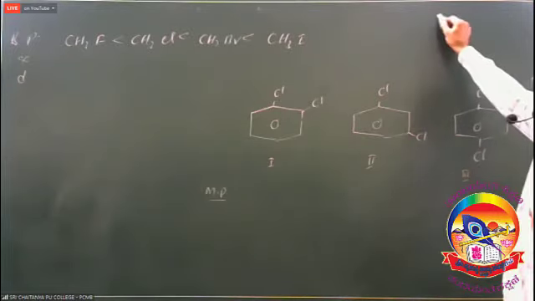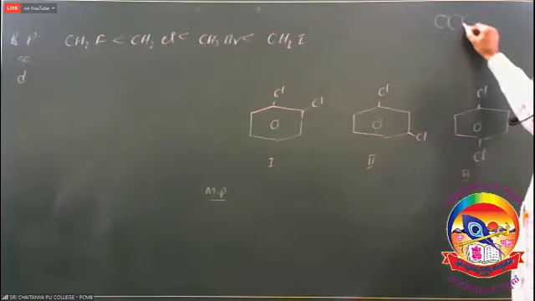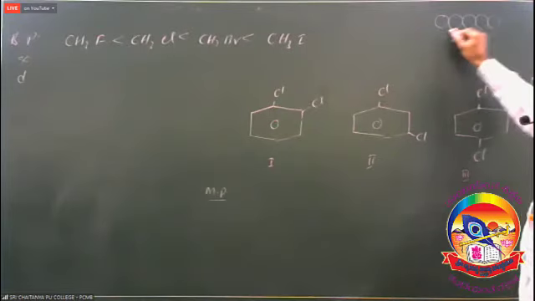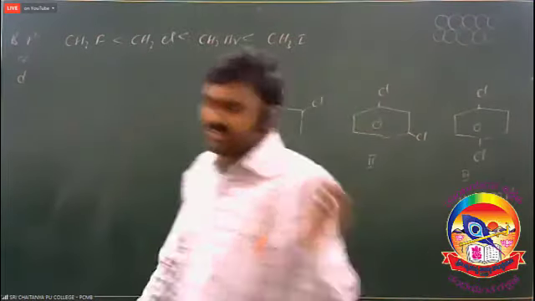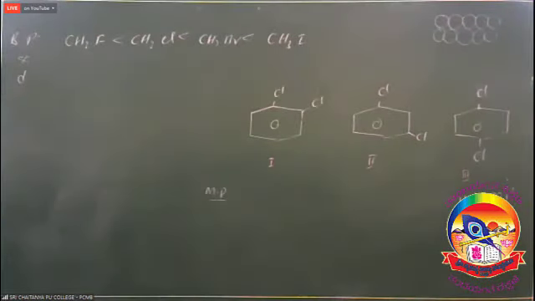So here in the crystal lattice, the regular arrangement is possible due to its symmetric structure. So it has a high melting point. The melting point is more for the para-isomer. It is an important point. So these are the physical properties.